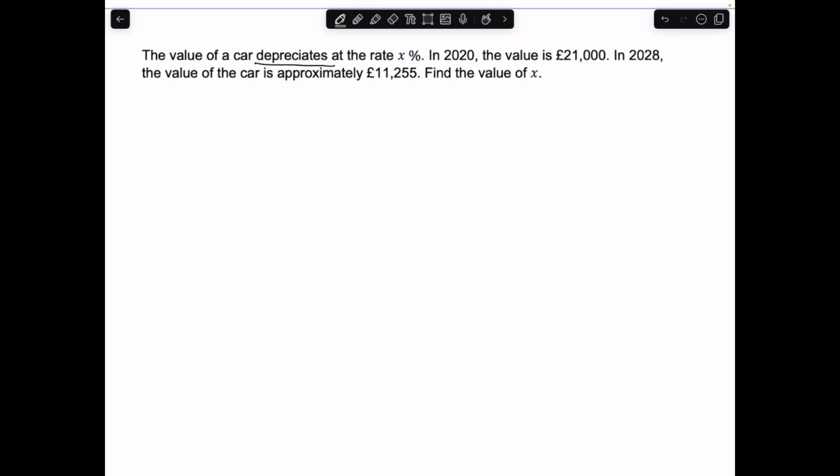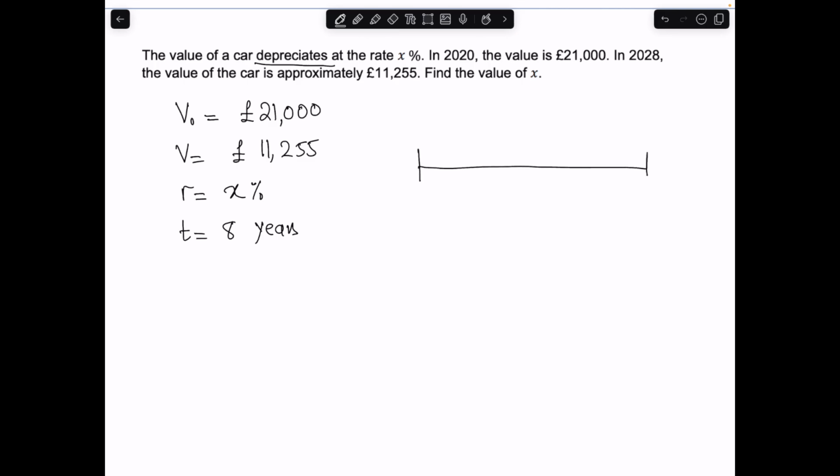Again, you can say V0 is the initial value of the car, which is £21,000. The final value of the car is basically £11,255. We need to find the depreciation rate, which is X%. The time in this case is 8 years, because if I draw the timeline, we know this is 2020, this is 2028. The value at 2020 was £21,000. The value at 2028 was 11,255. We want to find the depreciation rate.